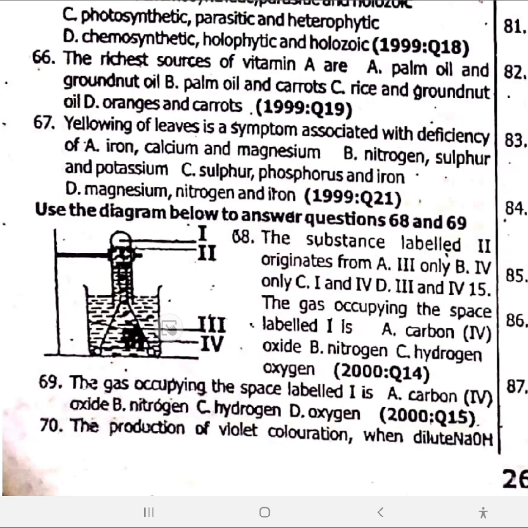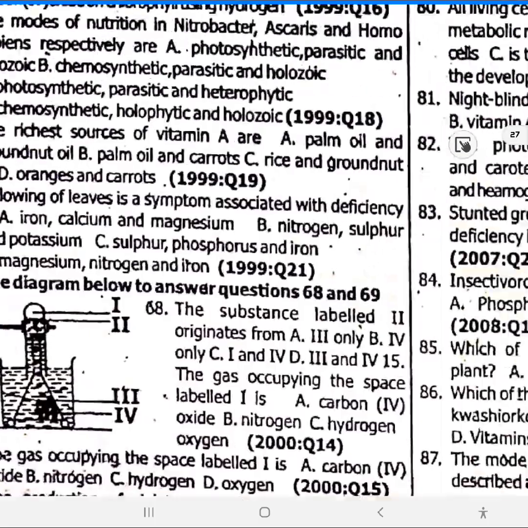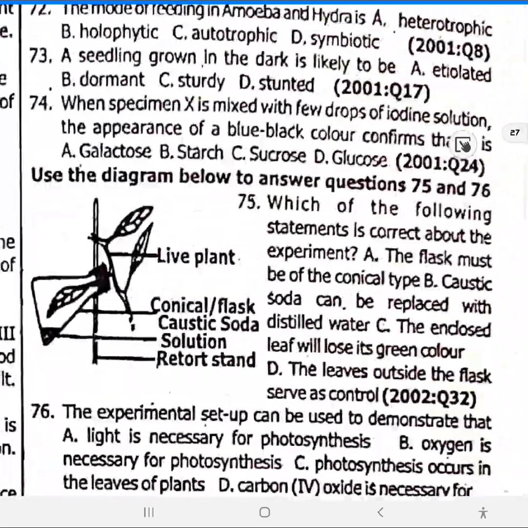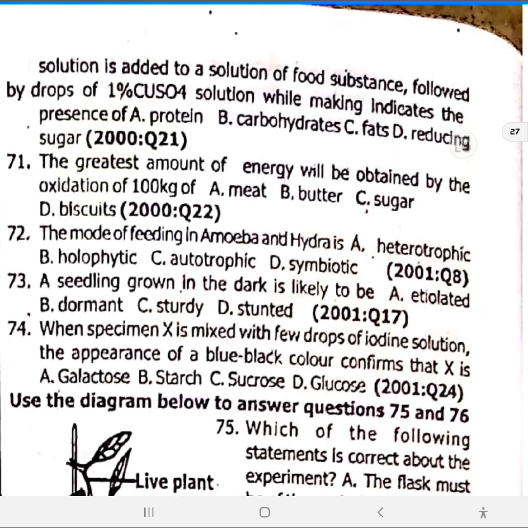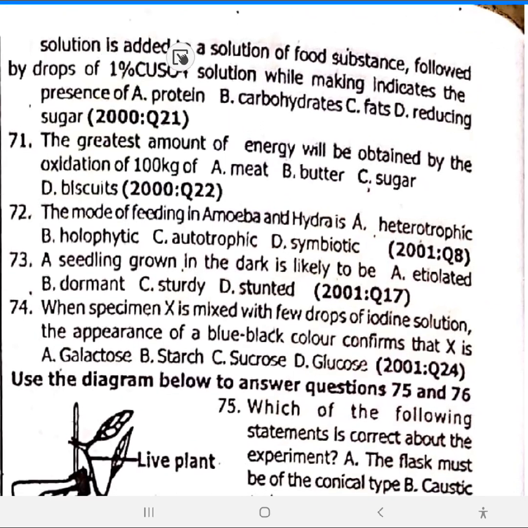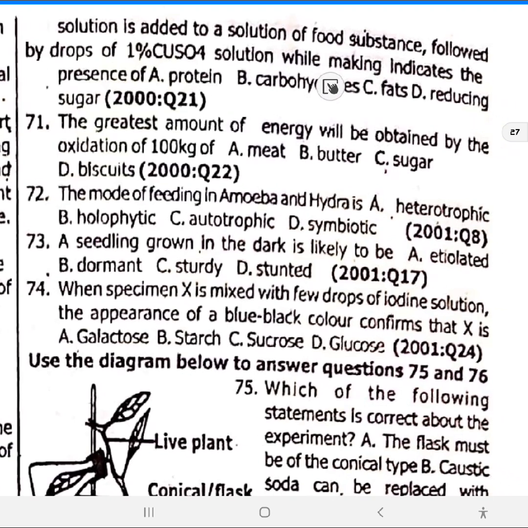in water plants, so plants that grow in water. 69. The gas occupying the space labeled I is definitely the byproduct, which is oxygen, option D. 70. The production of violet coloration when dilute sodium hydroxide is added to a solution of food substance, followed by a drop of 1% copper sulfate solution, indicates the presence of... 70 is definitely the Biuret test for protein. Don't forget the food tests too.